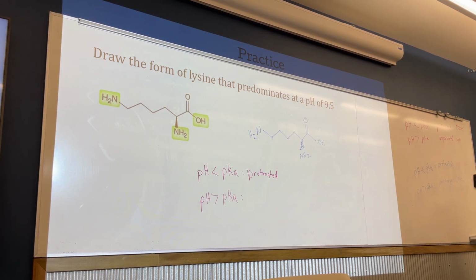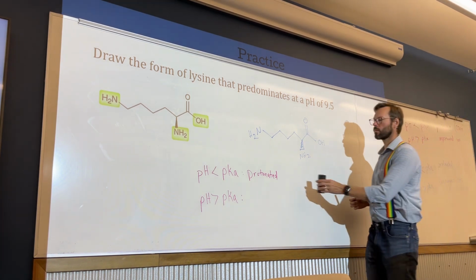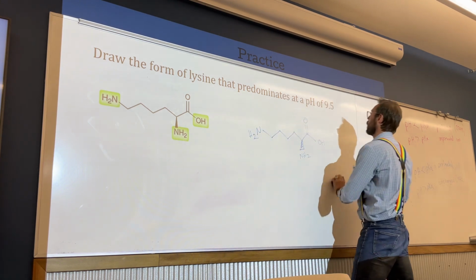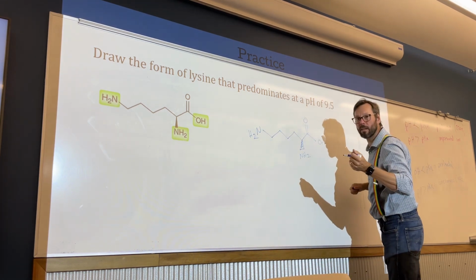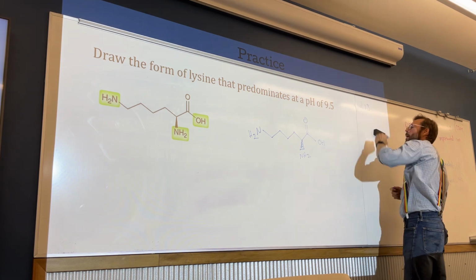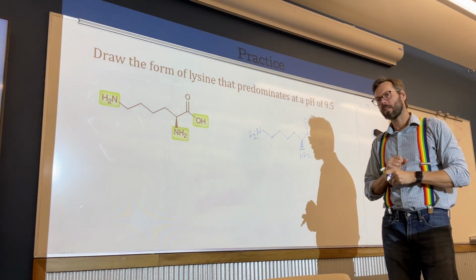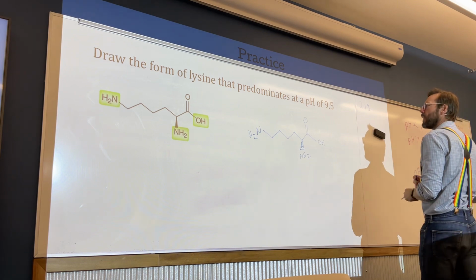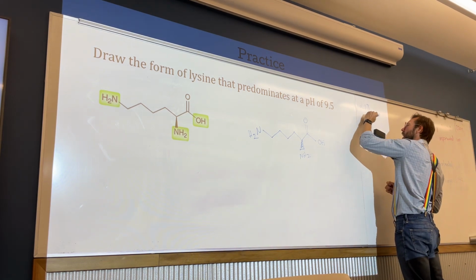All right, so what is the pKa for lysine? 2.18 for the carboxylic acid. Okay, so 2.18 for the carboxylic acid. And what was the pH? 9.5. Okay.